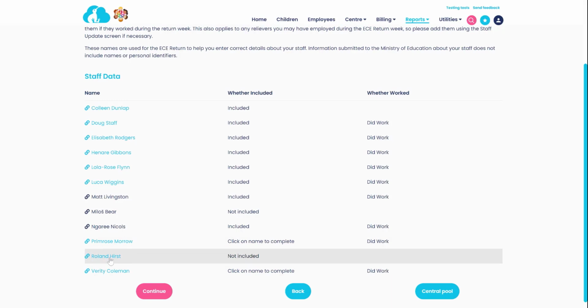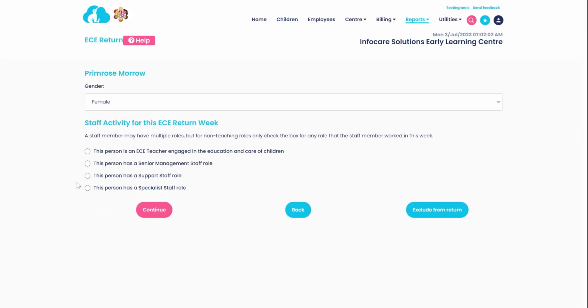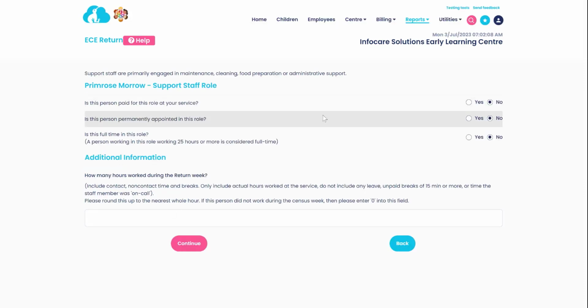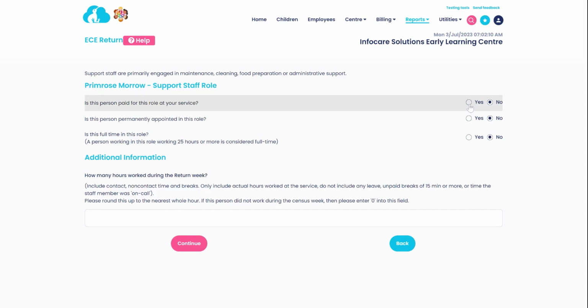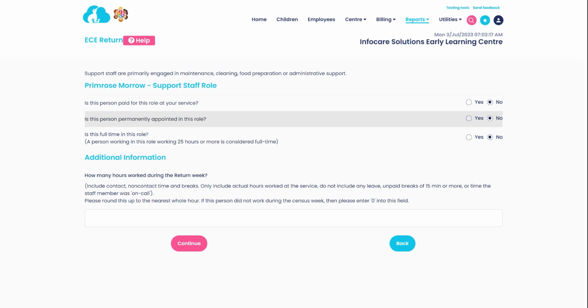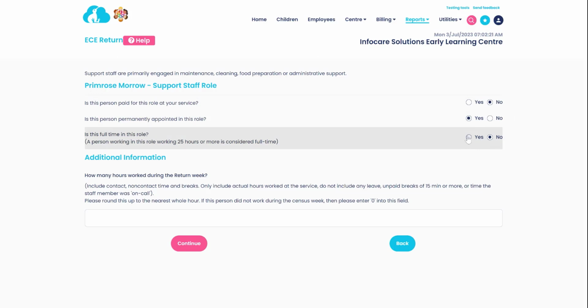We've already excluded Roland, but we're just going to do Primrose now. And we're going to say Primrose has a support role. Continue. Are they paid for this role at your service? And it could be that they're not actually paid at your service. It could be another ECE, another organisation that pays this person directly. They may be permanently appointed. And is it full-time? I'm going to select no.